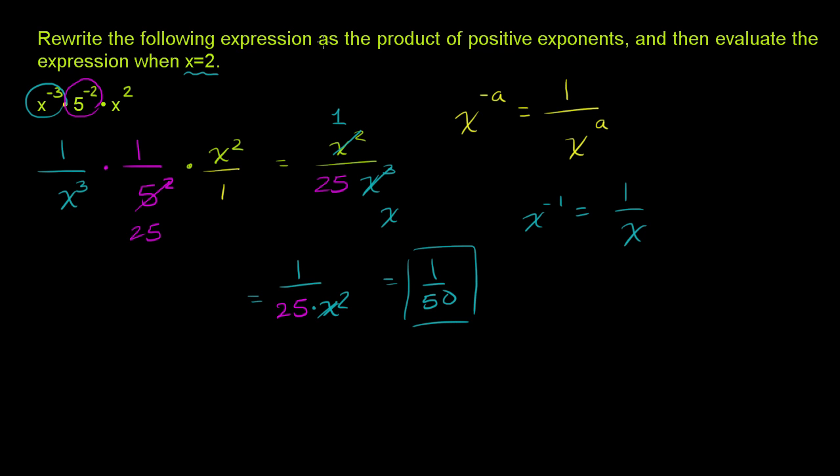We rewrote the expression as a product of positive exponents. That's right over here. We made all the exponents positive. And then we evaluated it, and we got 1 over 50.